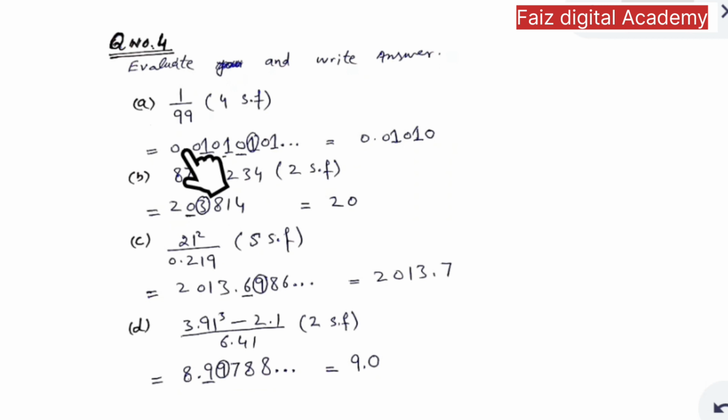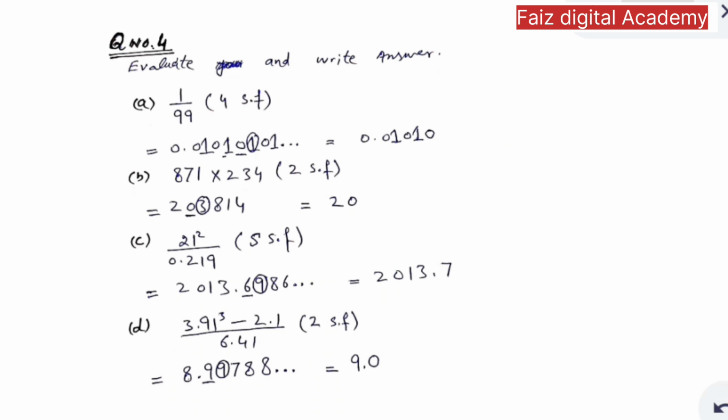In question number 4, we have to evaluate and write the answer. In the first part, first of all we divide 1 over 99 and we get the answer, and then we have to solve it up to 4 significant figures. So the first significant figure is 1, 0, 1, 0. So 1, 2, 3 and 4. This 0 has to be decided on the basis of the next number, that was 1. So it will be again 0.101010.